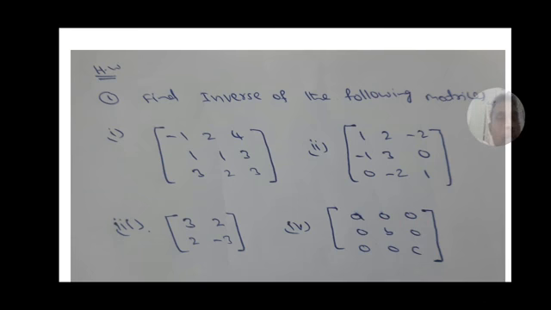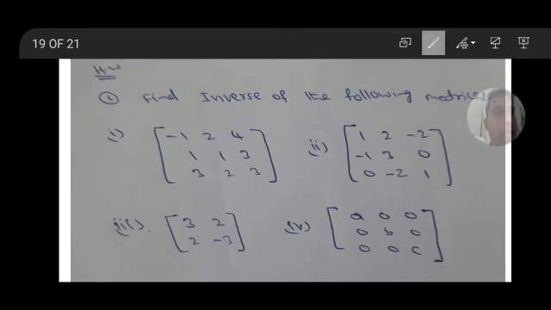For 2 by 2 matrices, there is a direct formula, 1 by AD minus BC into D, minus B, minus C, A. For the 3 by 3 problems, we have to find 1 by det A into adjoint A. So first find the determinant of A, next the adjoint of A, then multiply both, and we get the inverse.